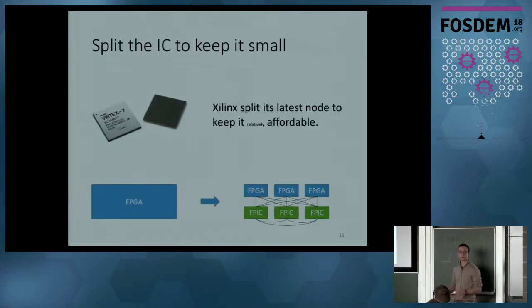So I'm not affiliated to Xilinx anyway, just so you know. Instead of having one big IC for the FPGA, they split it into smaller ICs that are easier to manufacture. And then they are all interconnected together inside the package, under the hood. So it's, well, I say freaking expensive, but it's more affordable than it would have been with one IC.